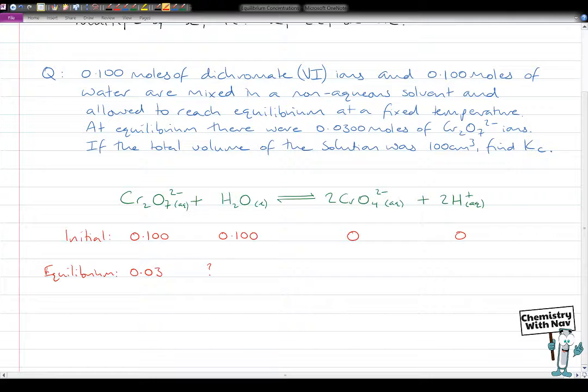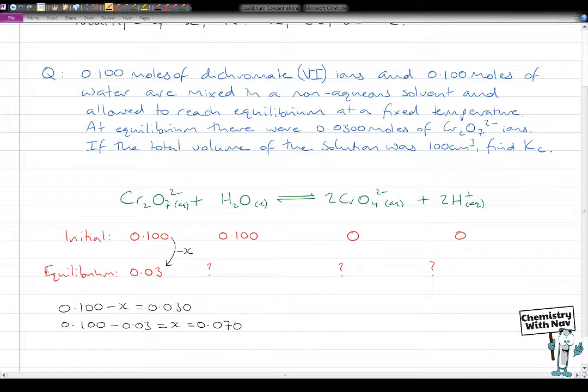So in fact we don't know any of those three. So that's what I mean by the known substance. So the only known substance here is the dichromate ions. Now, because there's a 1 in front of the dichromate in the balanced equation, I'm going to allow that change to be minus x. In other words, 0.100 minus x is equal to 0.03. That means that 0.1 minus 0.03 equals x, which is 0.07.